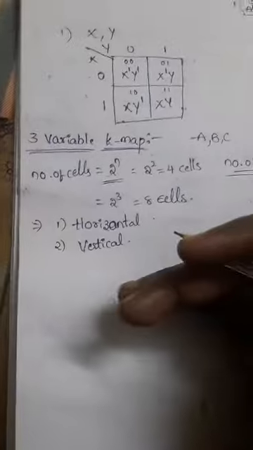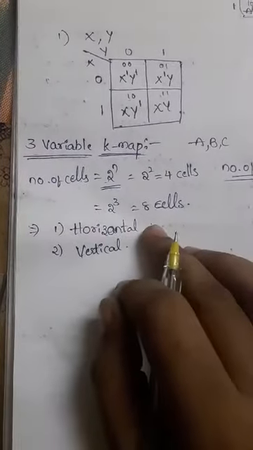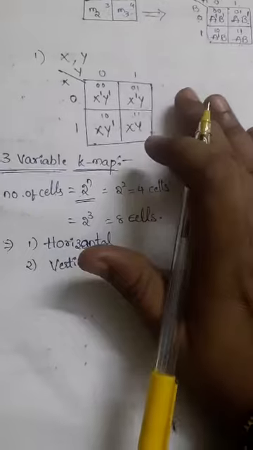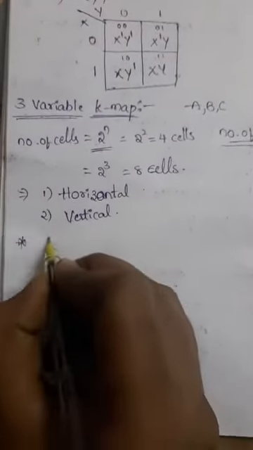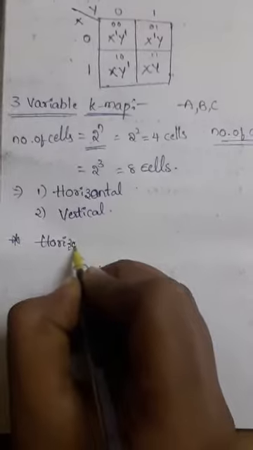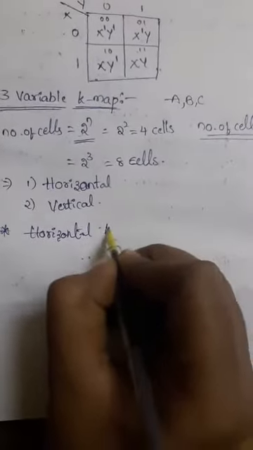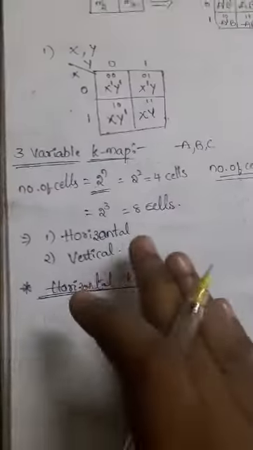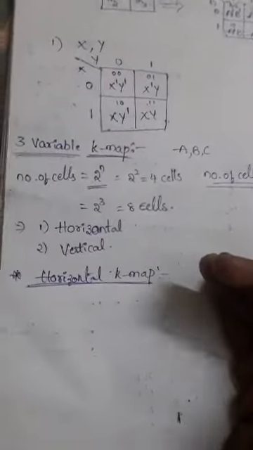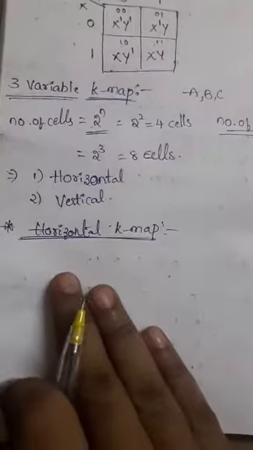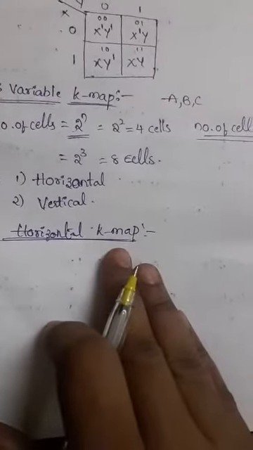That means you can represent the three variable K-map in a horizontal or vertical pictorial representation. For the first example, I am considering the horizontal representation. Now we will see what is horizontal and how to represent the horizontal K-map and the vertical K-map. First I am taking the horizontal K-map, which is also related to the three variable K-map.